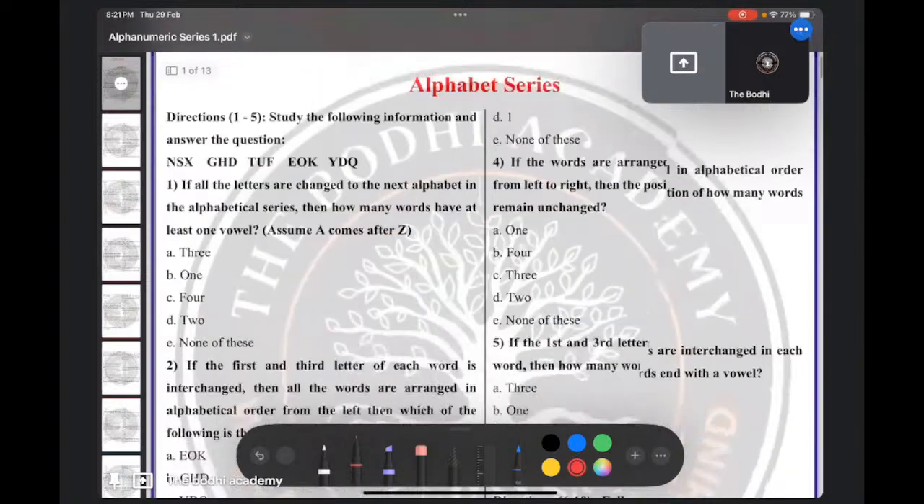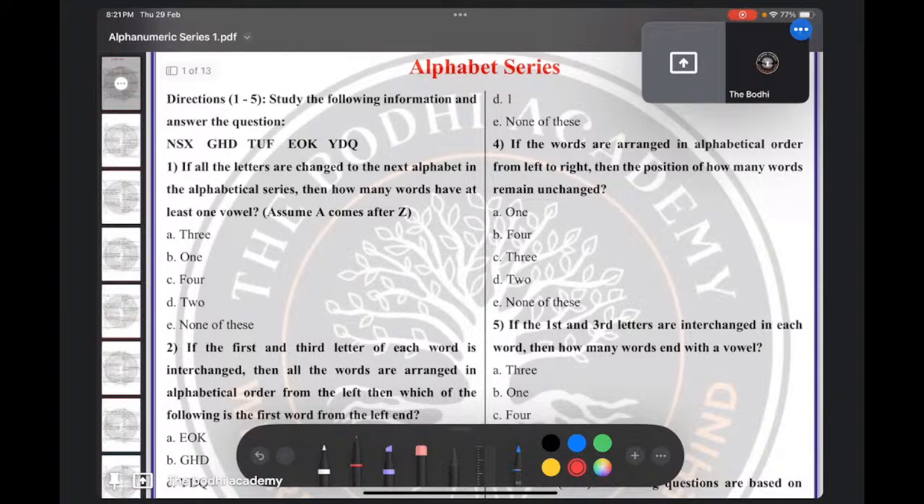Now, if you see the first question, the introduction about this topic is, there is no much formula or no much concept. The only thing you have to do is understand the question and answer according to that. So the main thing is to understand your question. See, NSX, GHD, TUF, EOK, YDQ. Now, read the question.